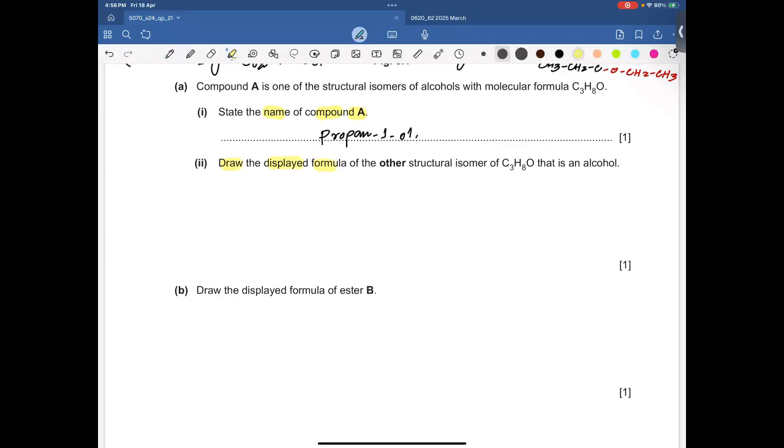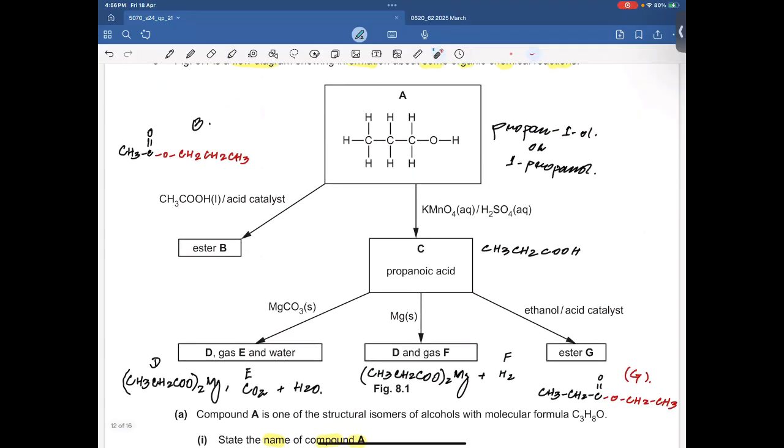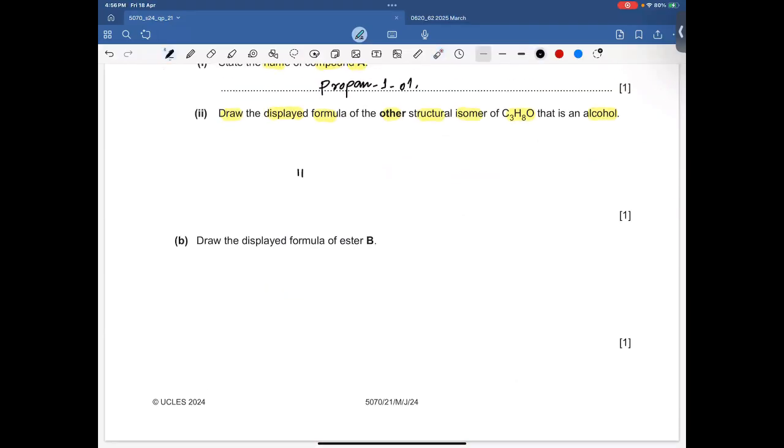Draw the displayed formula of the other structural isomer of C3H8O that is an alcohol. So the examiner is looking for the isomer of this, and I have told you in the class that propane 2-ol is basically the isomer of propane 1-ol. So what I'm doing is I'll shift this OH onto this carbon atom, whereas H will move onto this carbon. After this rearrangement, I'll get propane 2-ol, and its displayed structure has to be written like this.